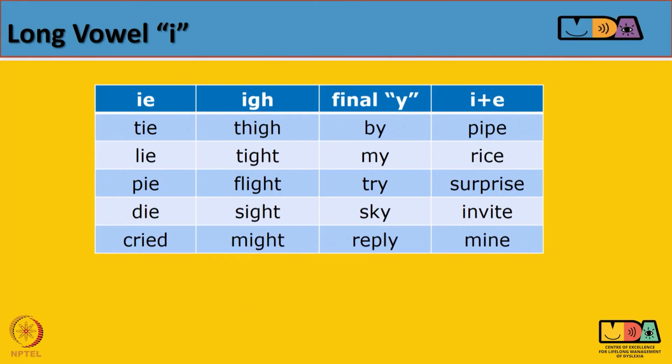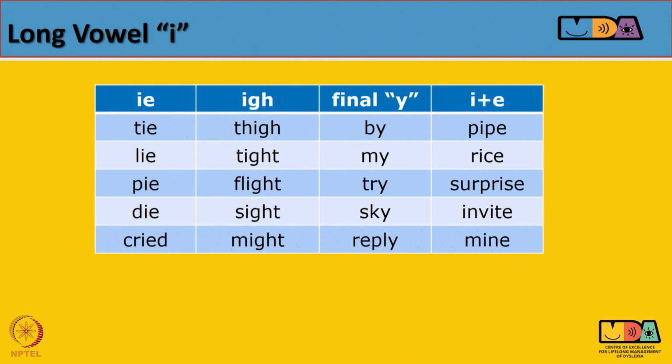In the word tie, T-I-E, we have lie, pie, die, and cried, all I-E. So, one color for I-E. We also have words like sight, might, flight, fight, thigh and tight.